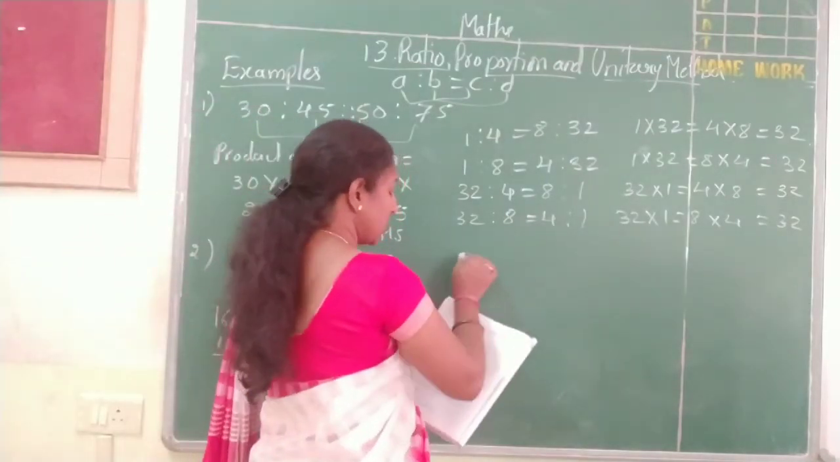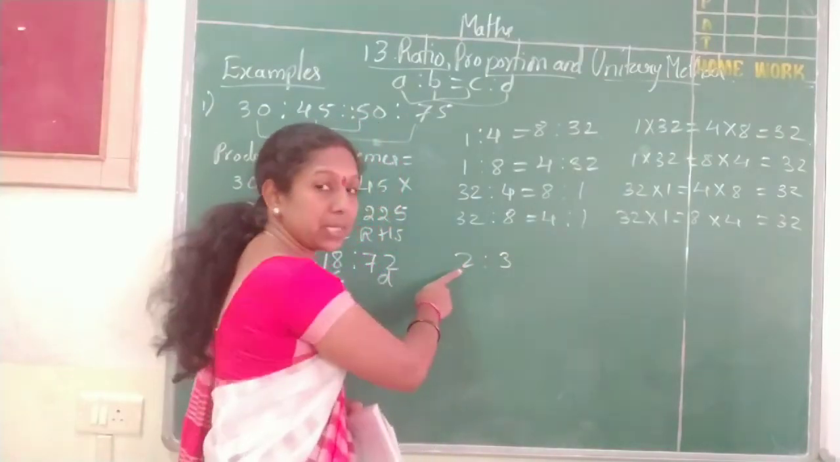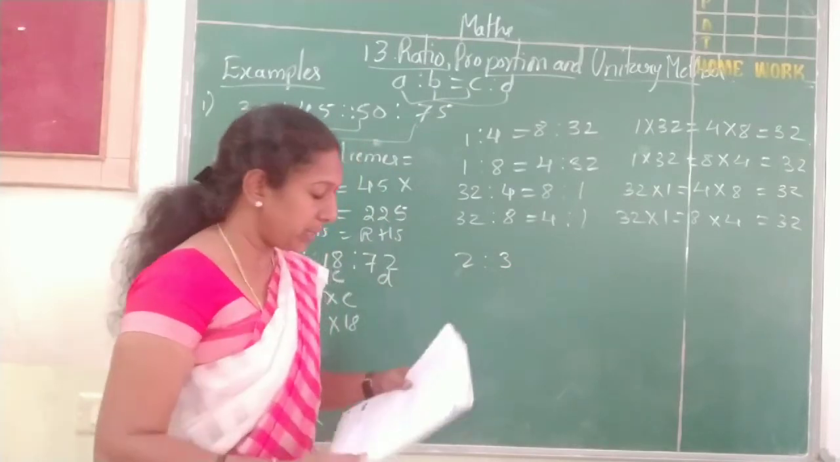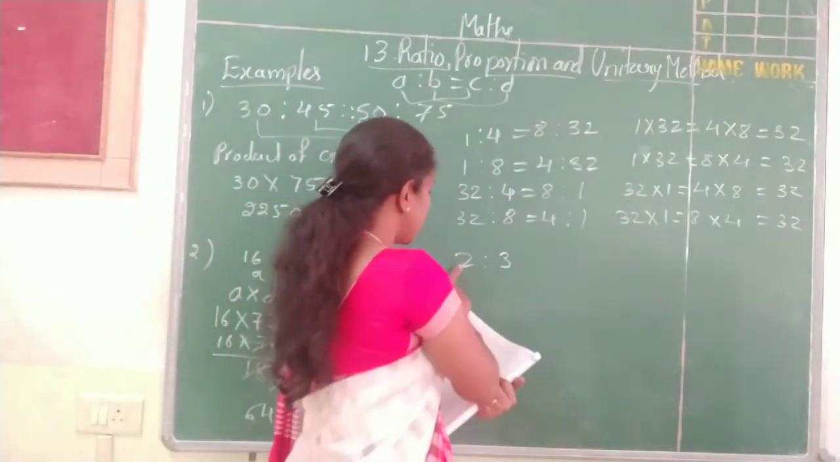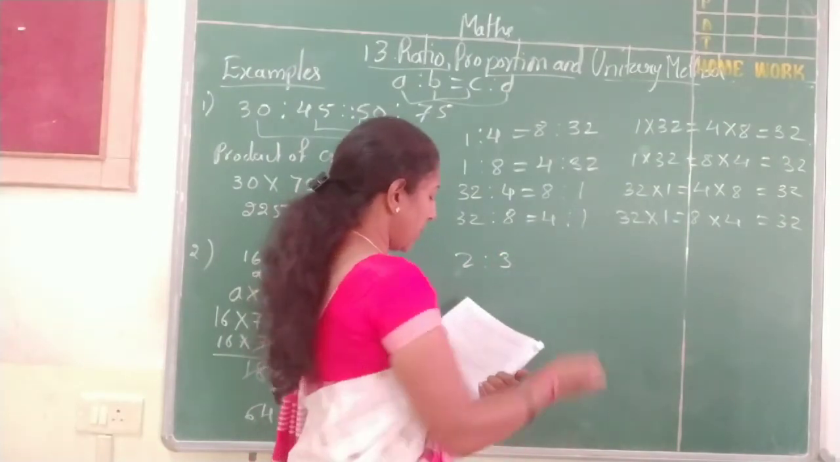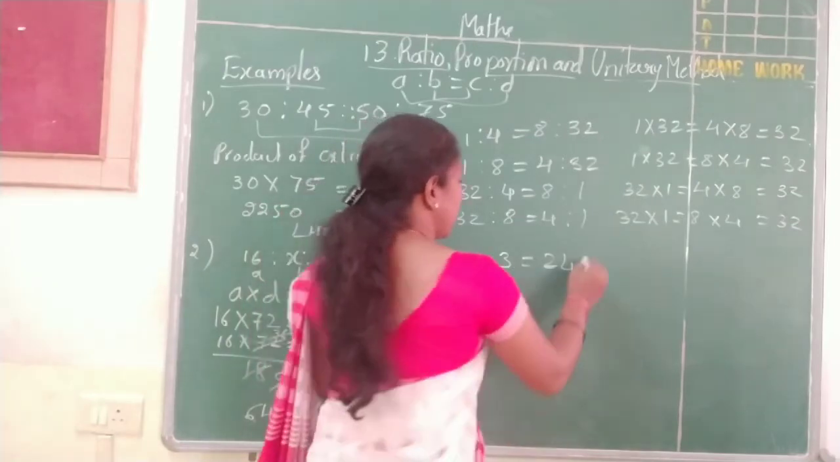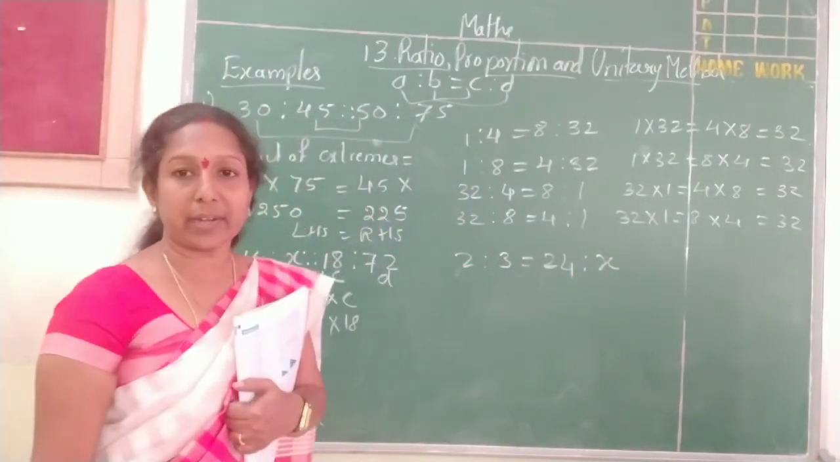So girls to boys means the first one is representing girls, the second one is boys. The order is very important. The ratio of the number of girls to the boys is girls and the boys. If the number of girls is 24, the first one, find the number of boys. Okay, so I can write like this.